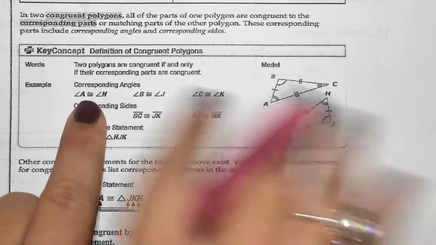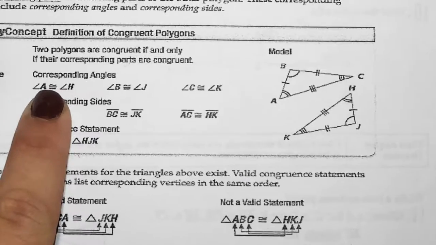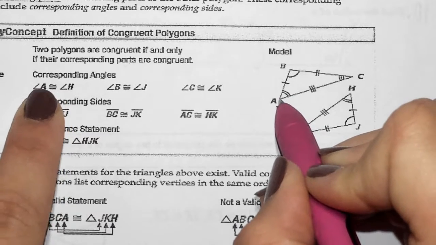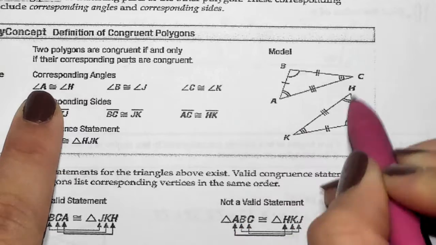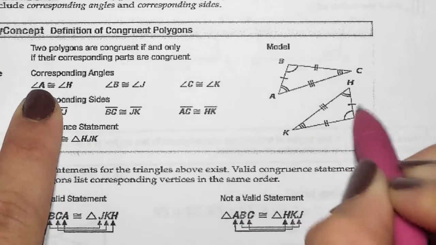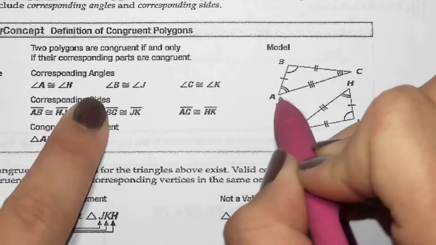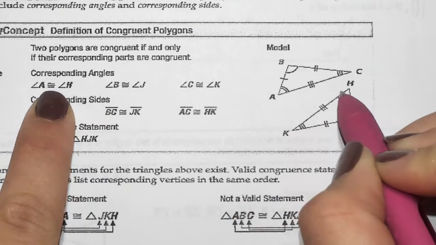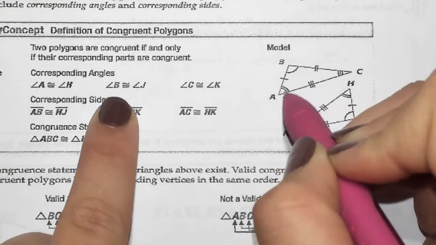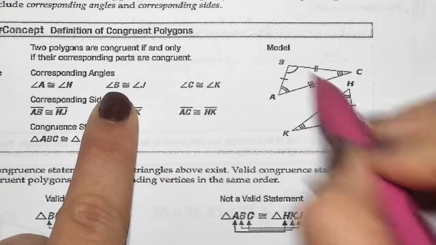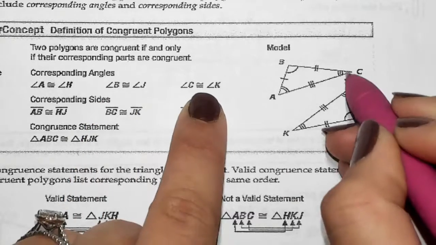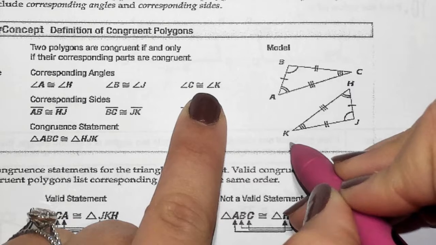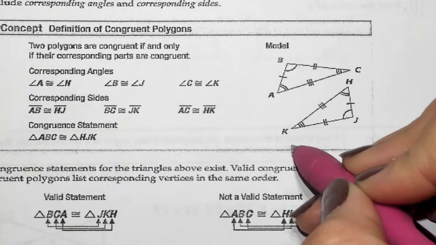So for example, angle A right here. How many rainbows does angle A have? 2. So in order to say that it's congruent to an angle over here, this angle has to have 2 rainbows. So angle A is congruent to angle H because they both have 2. Angle B has how many rainbows? So it's congruent to angle J. Angle C has how many rainbows? So it's congruent to angle K. Alright, so that's not bad.